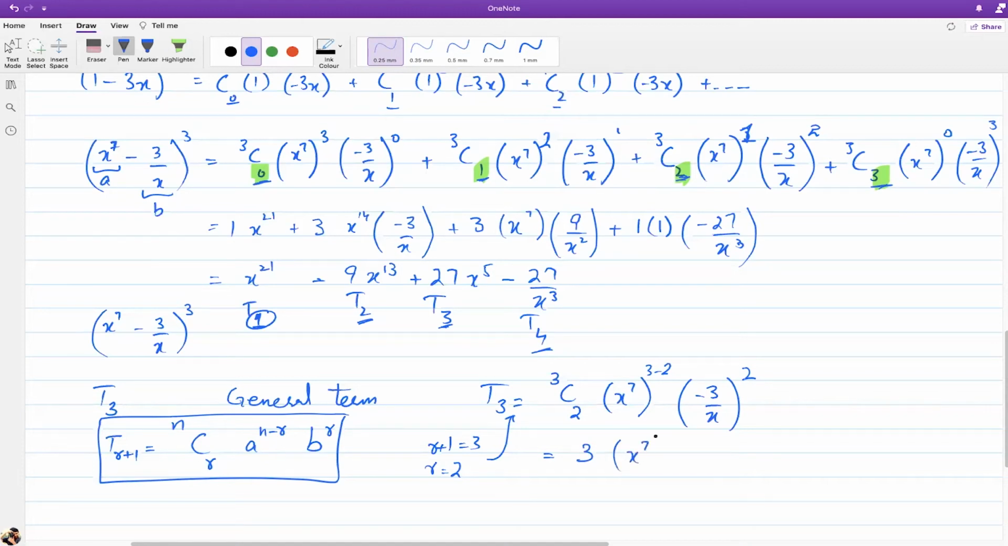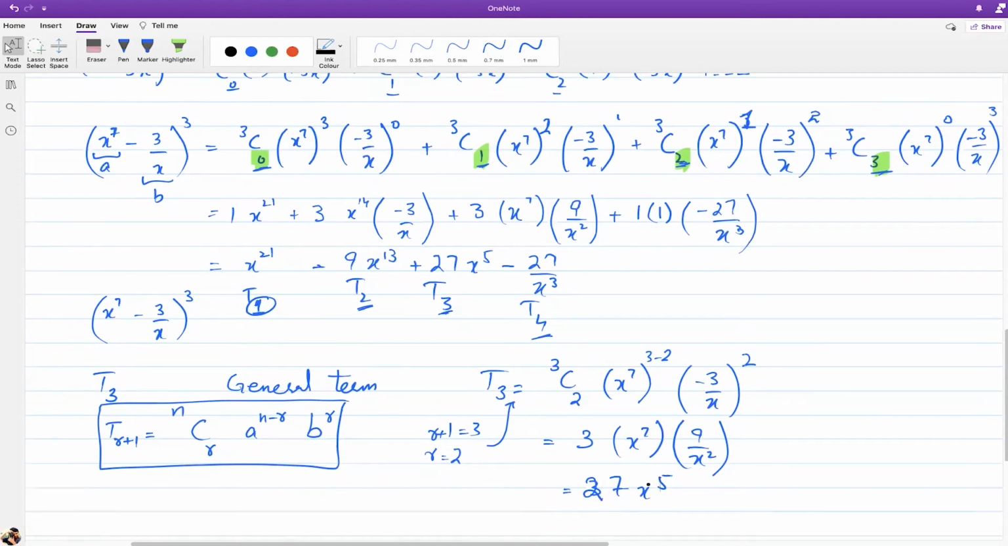This is x power 7, that is 9 over x squared, leaving me with 27 x power 5. So that's what I've got. Sometimes they ask you to just find the coefficient. So then you simply find the term and then you just keep the coefficient and not the power.